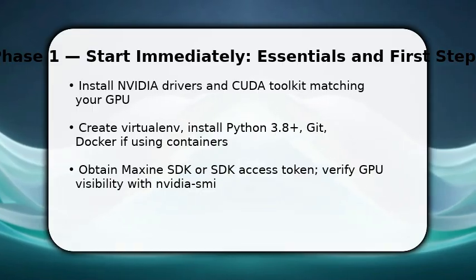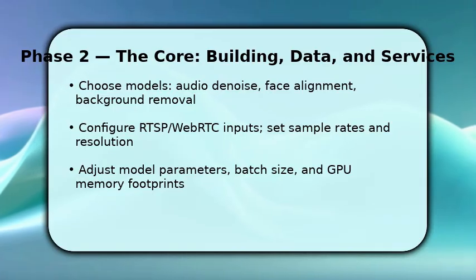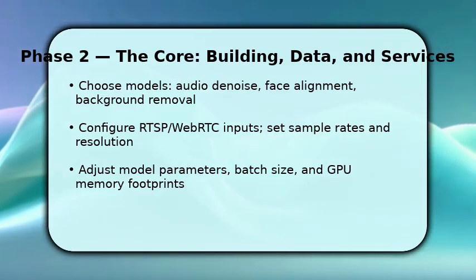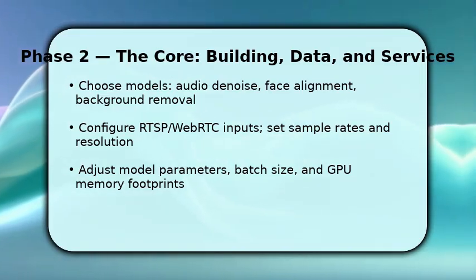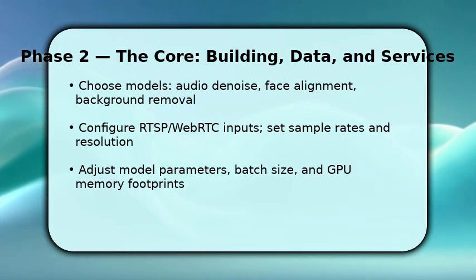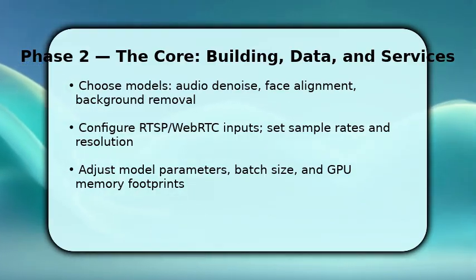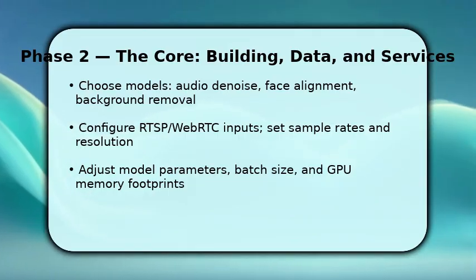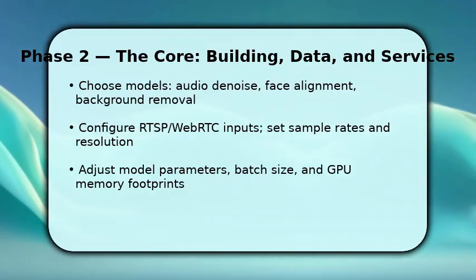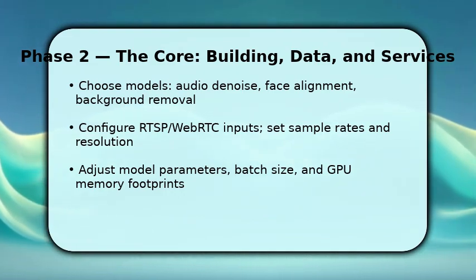Next, you build and configure the Maxine pipeline for your use case. Select models like audio denoise, face alignment, or background removal, and wire inputs from WebRTC or RTSP. Then set sample rates, frame resolution, and buffer sizes. This matters because latency versus quality trade-offs change with those values. Update model parameters and batch sizes to fit GPU memory and start the pipeline. Observe logs and metrics to confirm frames flow. If throughput is low, reduce resolution or increase.